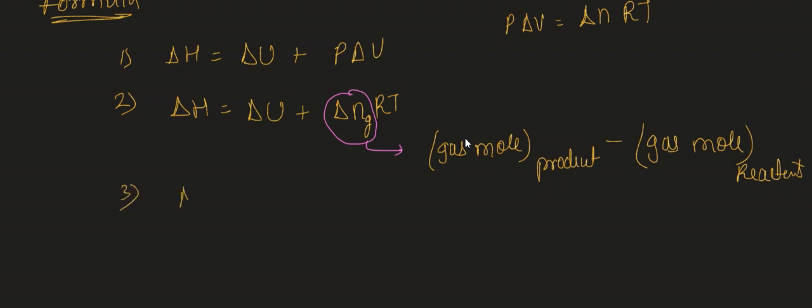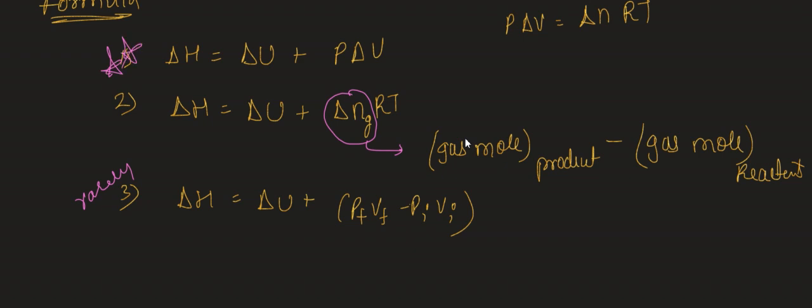Third formula, which very rarely people are going to use: delta H is equal to delta U plus P final V final minus P initial V initial. Clear till here? Very rarely you are going to use this formula. The most commonly used ones are the first two formulas, which are very important. Right, moving to the next one.